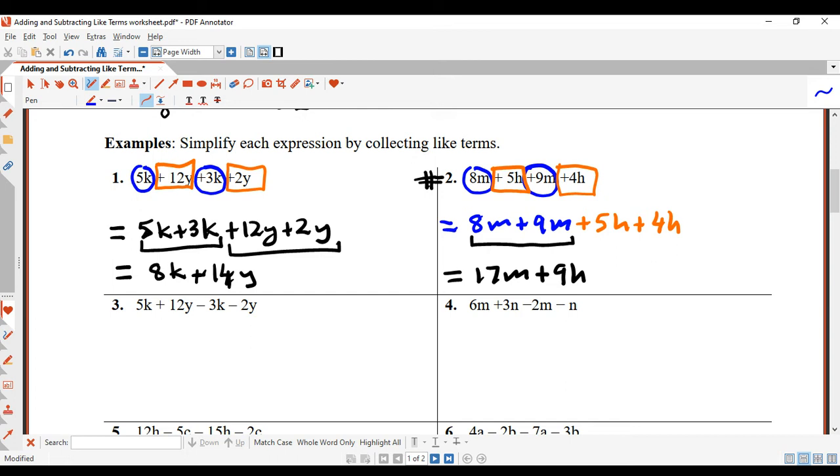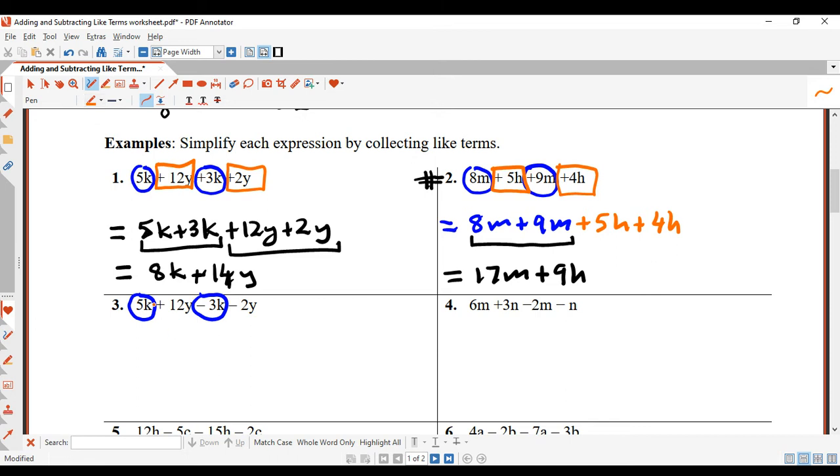Okay. All right, let's have a look at the next question. So I'm going to do this one and then you can do the next one. All right, so 5k minus 3k. So let's have a look. I'm going to put a 5k here. Now when I circle the other k term, the minus sign has to go with it. Okay.